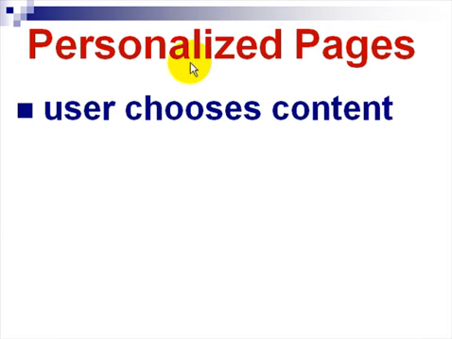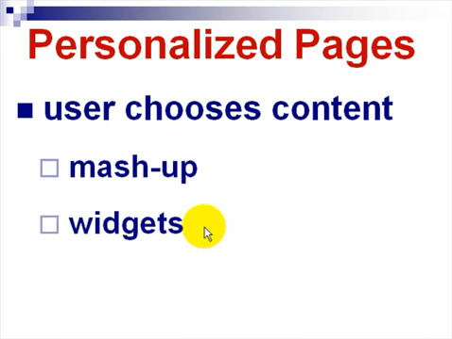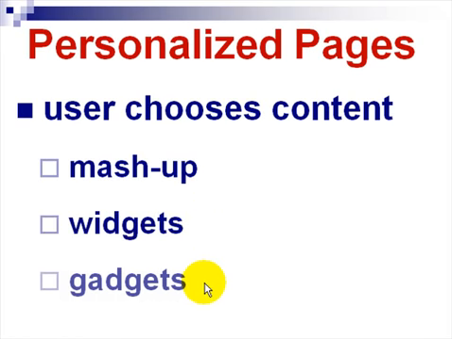Now, due to the ability to use mashups, we have what are called personalized pages. Now, the user can choose the content that they would like to see on their page rather than having to view pre-selected content by the page developer, which was the case with Web 1.0. These personalized pages are made possible by mashups, the integration of widgets, and gadgets.